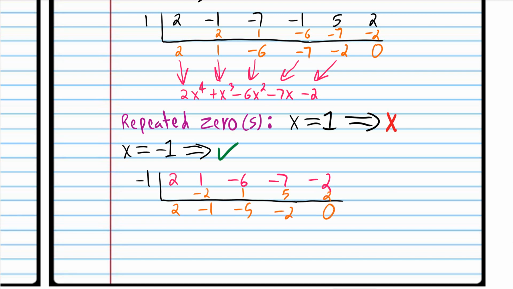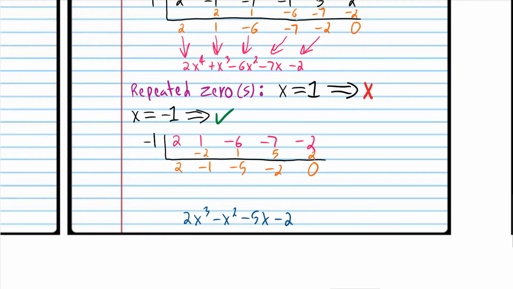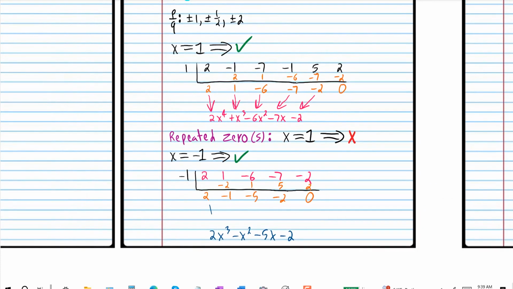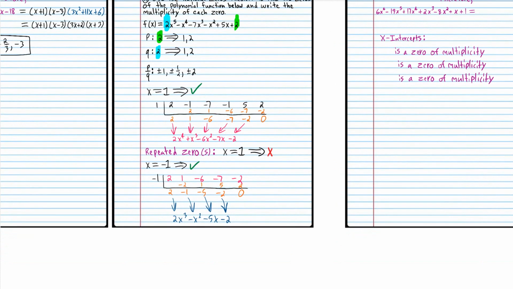And our remainder is 0, so that's a good sign. So let's write the depressed form. We started out with a 4th degree, so we're going to go to a 3rd degree. We got those numbers from there, obviously. And now we can take that depressed polynomial and move it up.